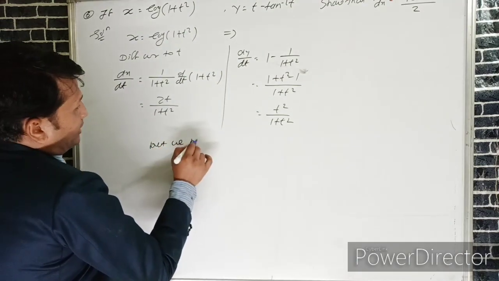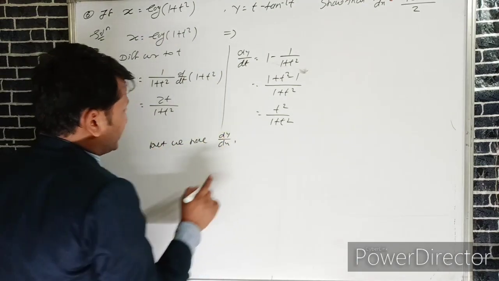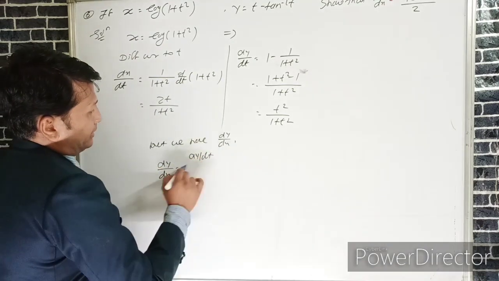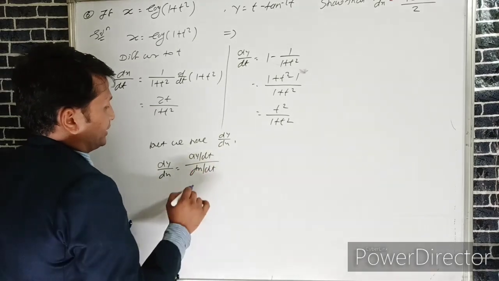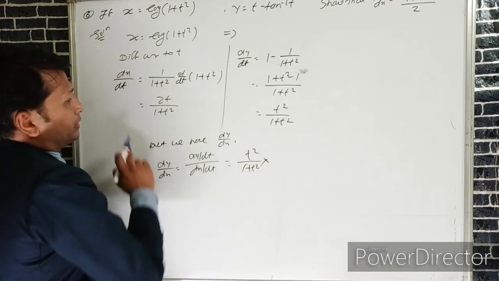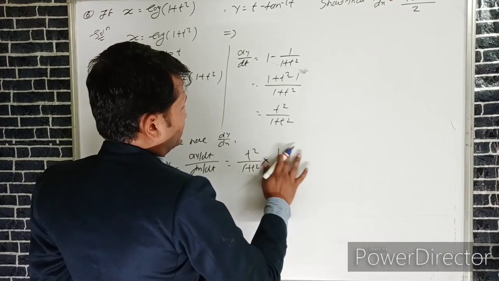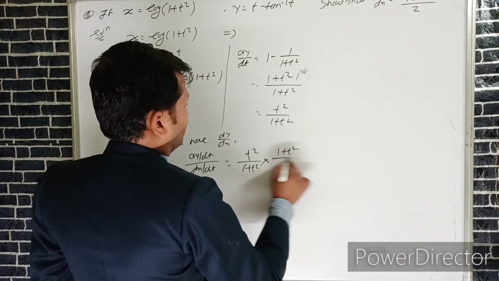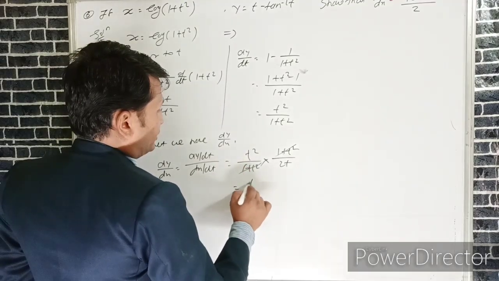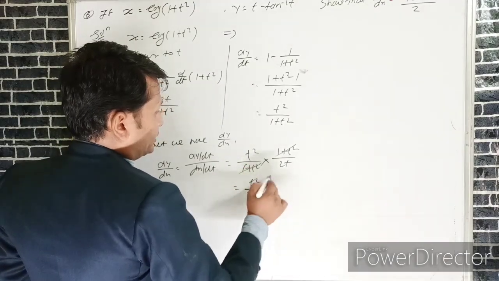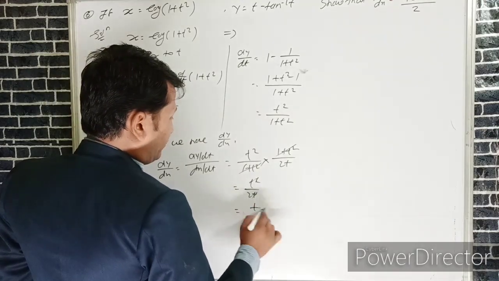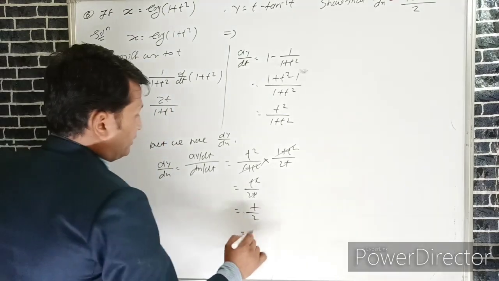But we need dy upon dx. By the definition of a parametric function, we can write dy upon dx equals dy by dt upon dx by dt. Here dy by dt is t square upon 1 plus t square, and for the derivative we multiply by 1 plus t square upon 2t. Here 1 plus t square cancels. Here t square upon 2t, the t square cancels to give 1 by 2t, or t upon 2.